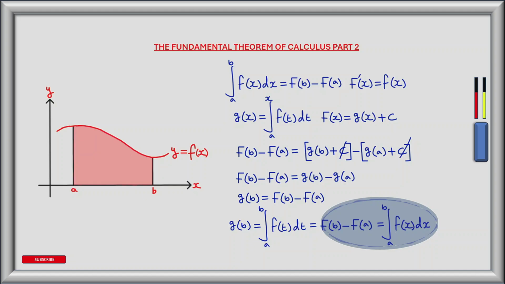Finally, if we replace our dummy variable t with x, we finish the proof, which shows that the antiderivative capital F evaluated at b minus its value when evaluated at a is equal to the integral from a to b of f(x) dx.